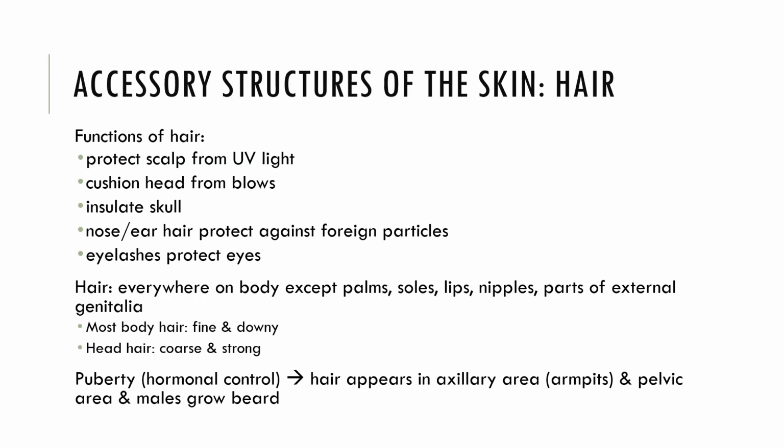Hair grows in cycles. The cycle consists of a growth period, a resting period, and a shedding period. Scalp hair, the hair on top of your head, has a lifespan of 3 to 4 years, while eyelashes have a shorter lifespan of 3 to 4 months.